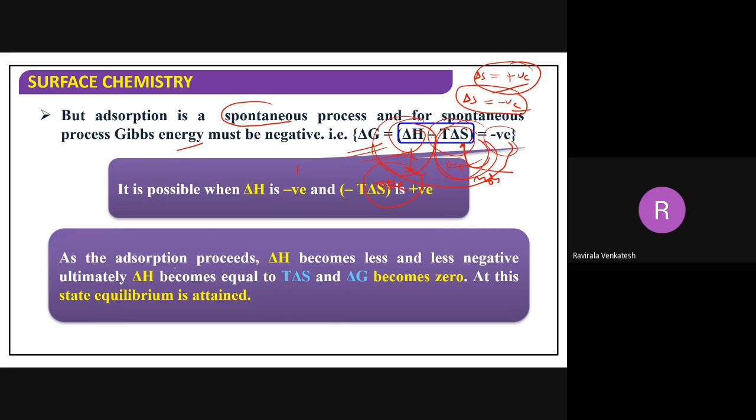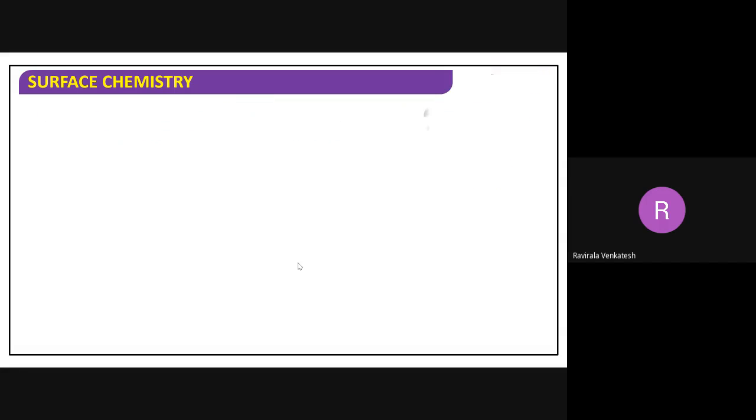Now, as the adsorption proceeds, delta H becomes less and less negative. Ultimately, delta H becomes equal to T delta S, and delta G becomes 0 here. At this state, we get equilibrium. So whenever delta H is decreasing, getting less negative values, both will be equal, and the resulting delta G will be 0, and it states that it is in equilibrium.